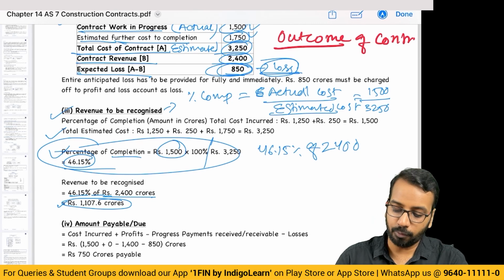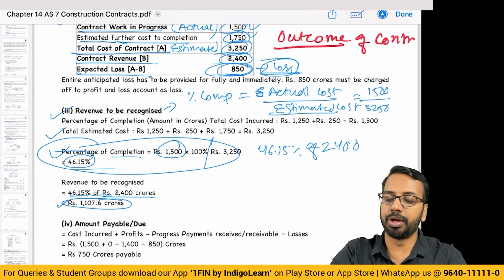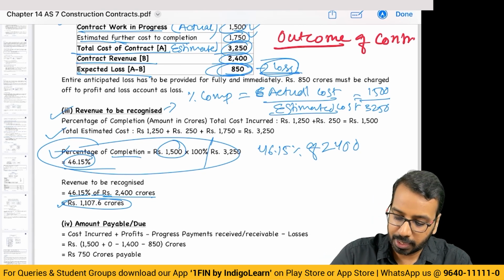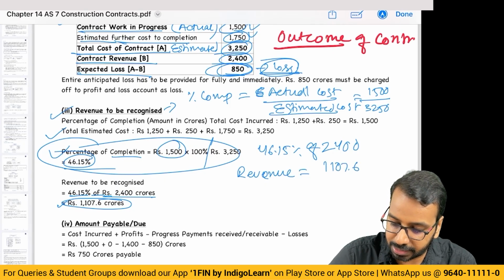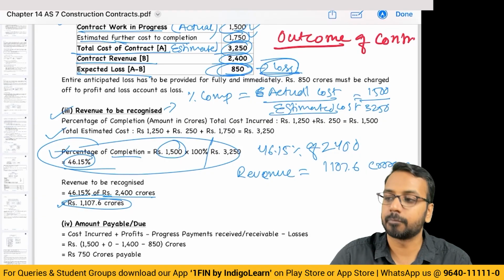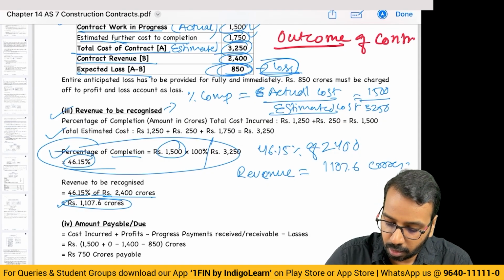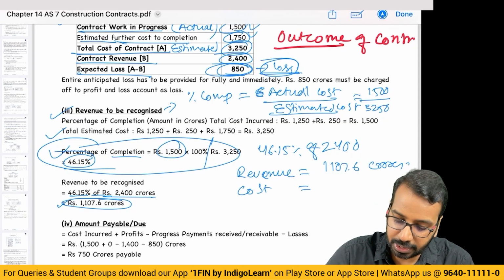Okay. Now, one more thing I'll include here, which is not asked in the question. My revenue is equal to 1107.6 crores. And my cost for the year is how much?